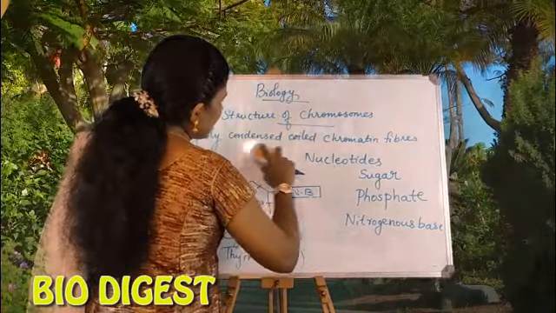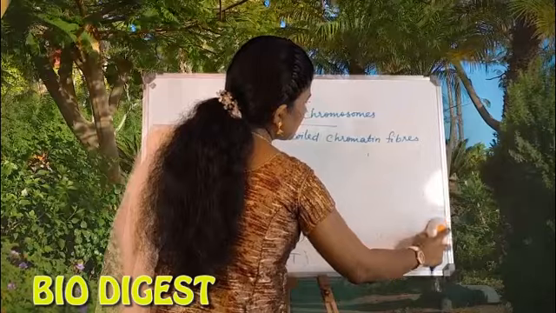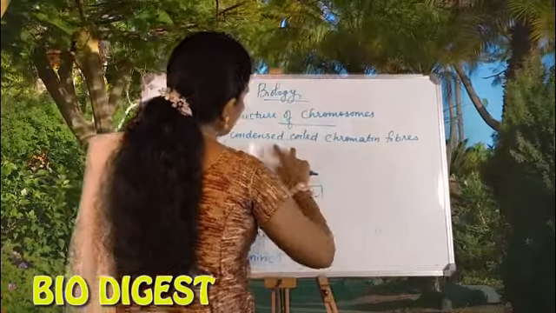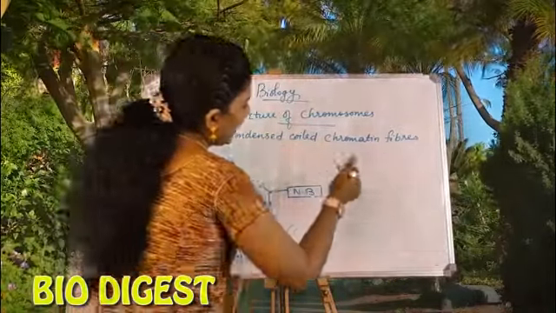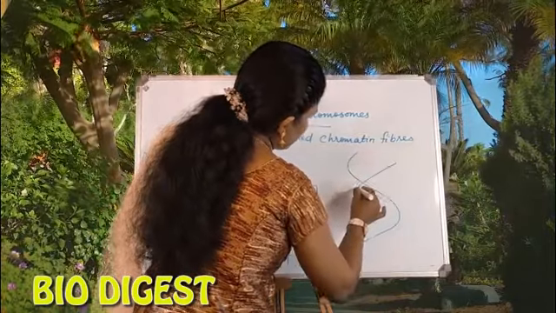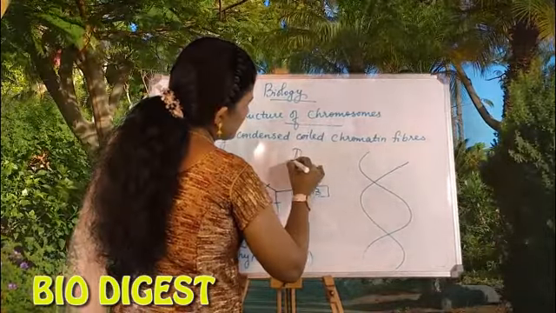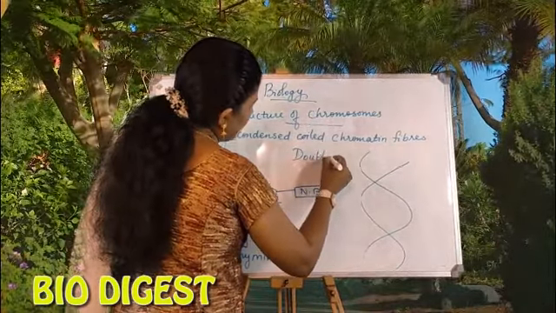Now let us see what is actually the structure of a DNA, what is the shape of a DNA molecule. DNA will be appearing like a double helical structure like this. This is known as a double helix.